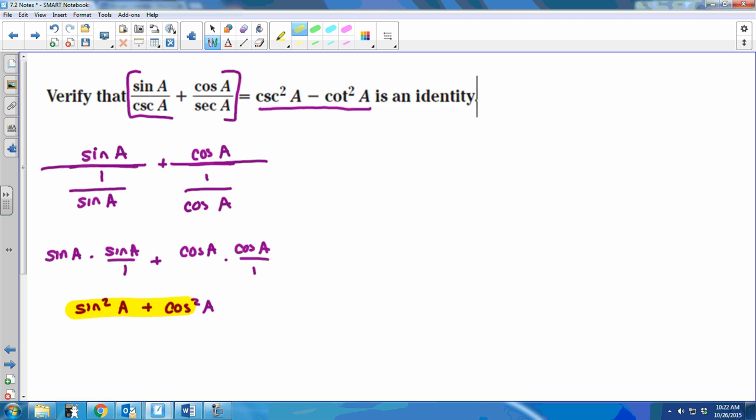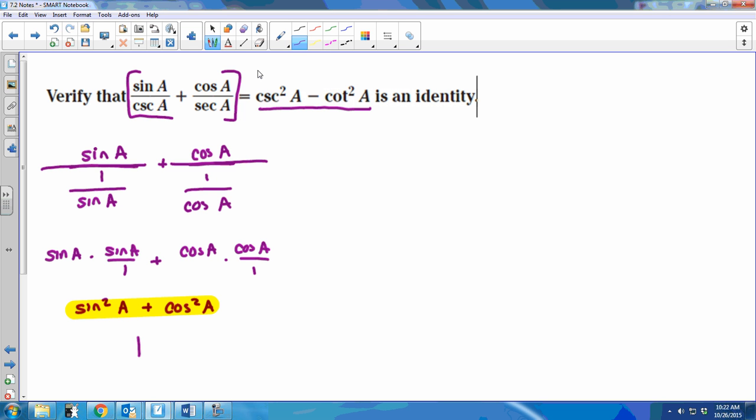And hopefully you know what this equals. So what is sine squared plus cosine squared? 1. It's one of those identities. Sine squared plus cosine squared equals 1. There's nothing else I can do to that. I have 1. Okay, so I'm at a stopping point.